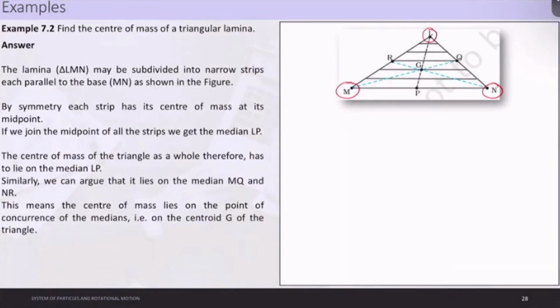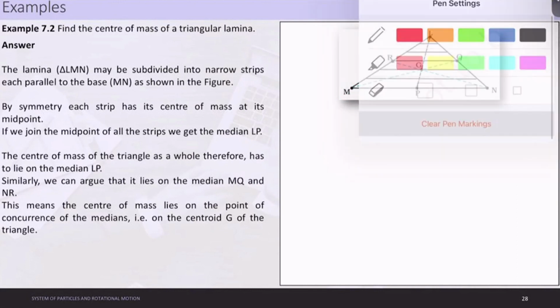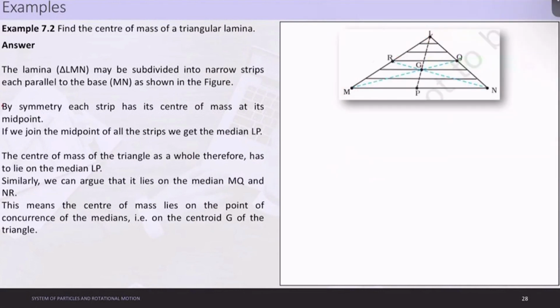may be subdivided into narrow strips, each parallel to the base. So basically you are dividing it into this form here like this. These are very, very narrow strips. By symmetry, each strip has its center of mass at its midpoint, because when it is very narrow, it will be almost a rectangle only. So where will the center of mass lie? It will lie exactly at the center. By symmetry, each strip has its center of mass at its midpoint. If we join the midpoints of all the strips, we get the median LP.